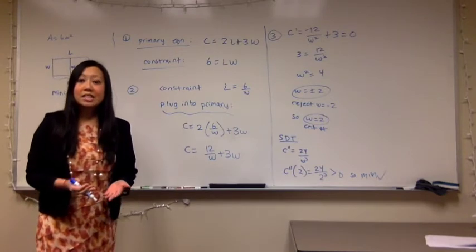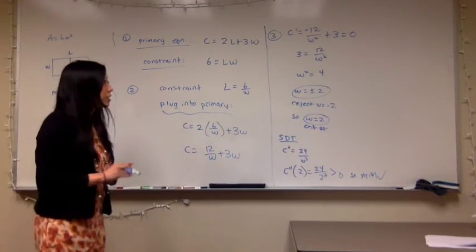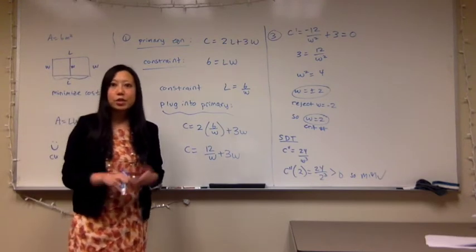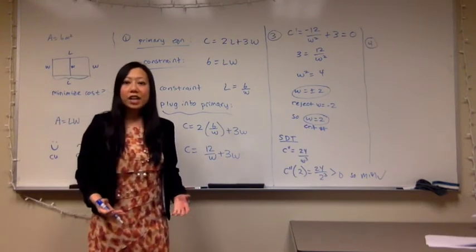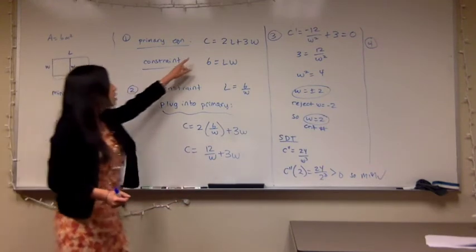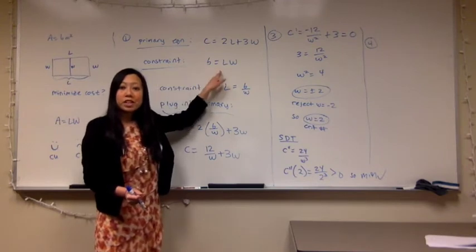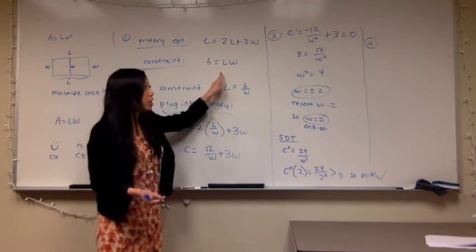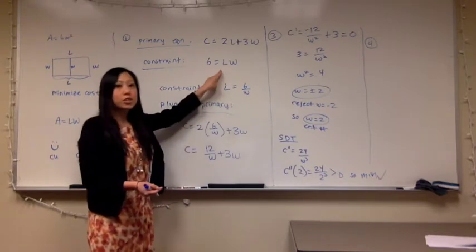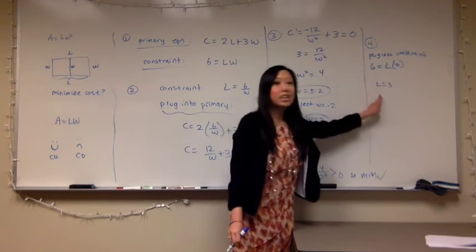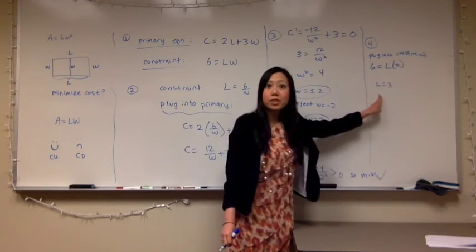So now the last step we have to do is just find the other dimension, because right now all we have is W. I need to find the dimensions of the field, so I have to find L. So step 4, find the dimensions of L. Well, how am I going to do that? From the two equations that I came up with, I want to plug it into the constraint, because the constraint is what I'm restricted to. So if I know that W equals 2, then I could just plug it into here to find L. So I plug it into the constraint, I get L equals 3, and so the dimensions of the field are 2 by 3.